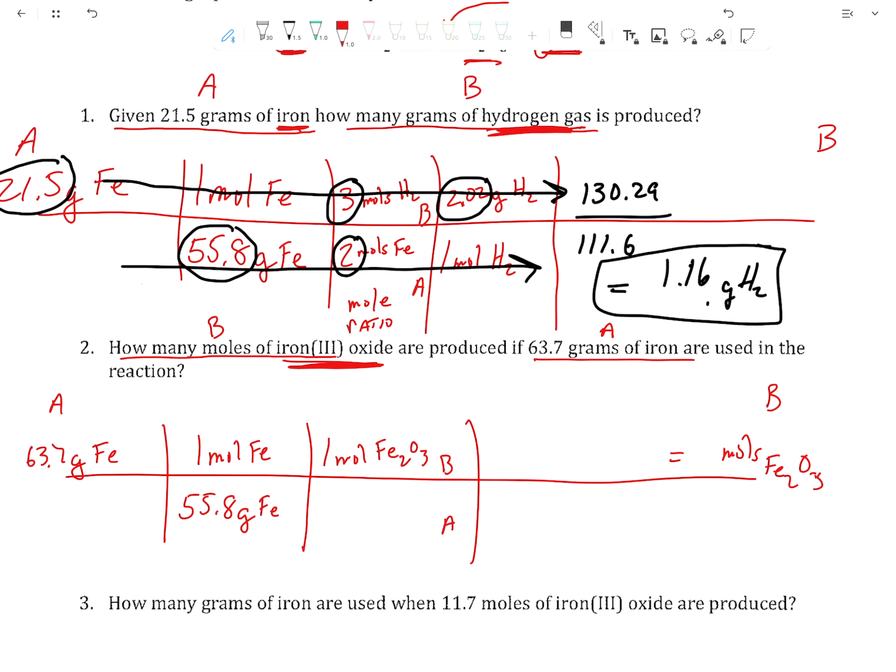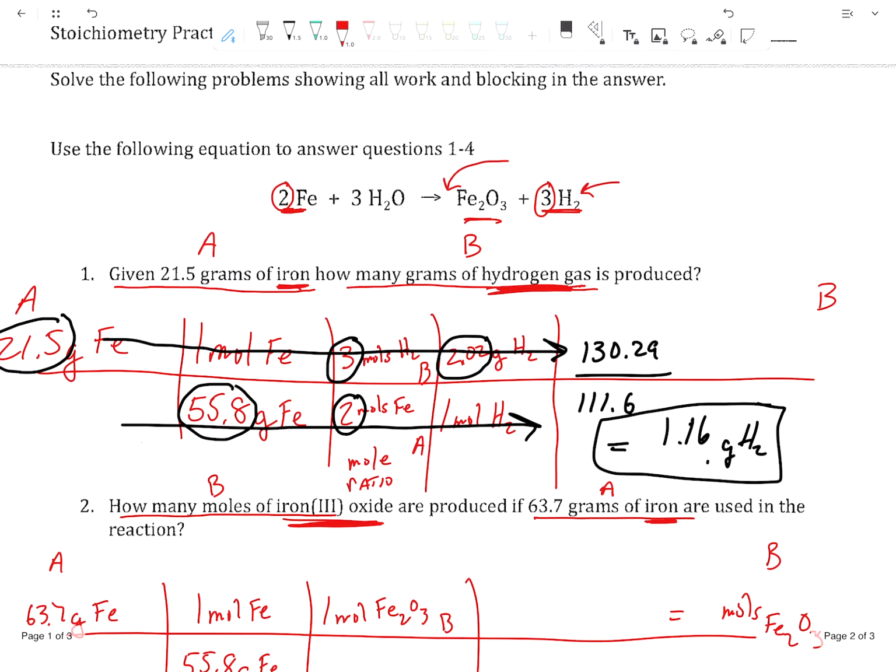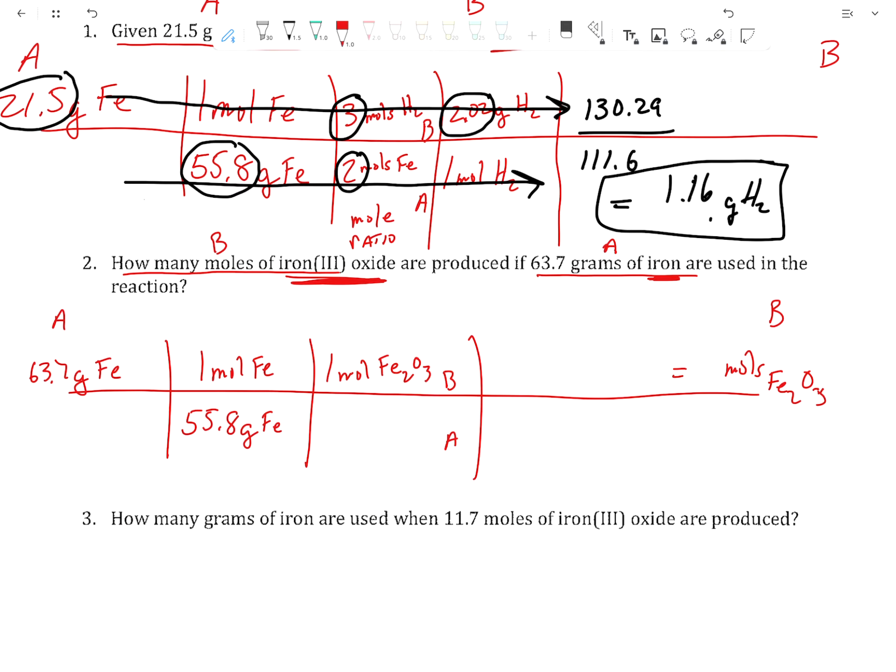And for the moles of iron, we're going to look at our equation. We find iron again, and there it is. There's a 2 in front, and that's the coefficient. We're going to put our 2 down here. 2 moles of iron, okay?